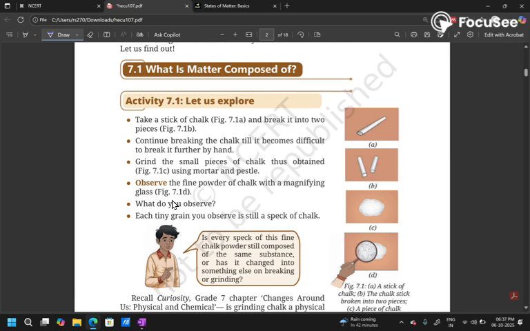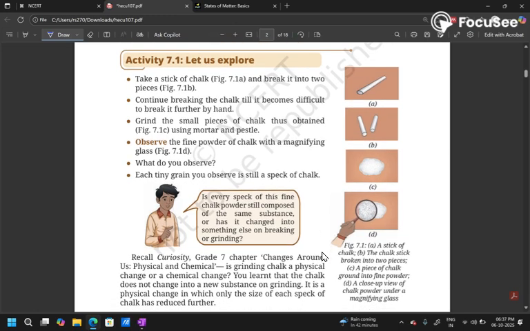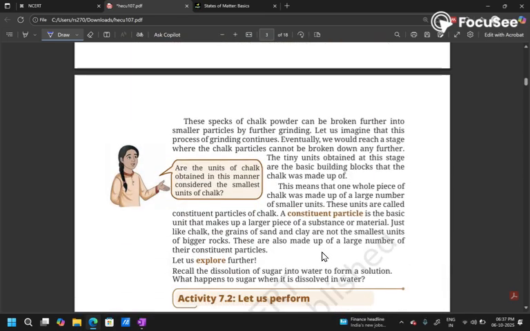So in simple terms, what I mean is, if I have a chalk stick in front of me and if I keep on breaking it down, a stage will come beyond which I will not be able to break or make those chalk particles even smaller. Now, these chalk particles, which eventually are formed after breaking down the stick of chalk, are called constituent particles, as it is mentioned here in the book.